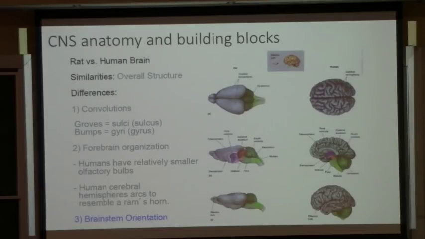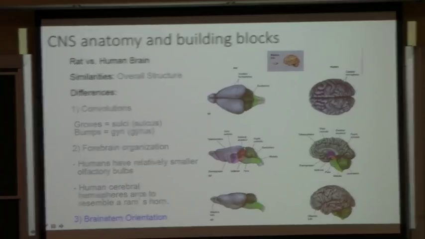So this is a comparison of the human brain and the rat brain. We know that humans are so unique because their brain is large. We have several differences if you compare the rat brain and the human brain. First, there are a lot of convolutions in the human brain. You have the grooves and bumps.